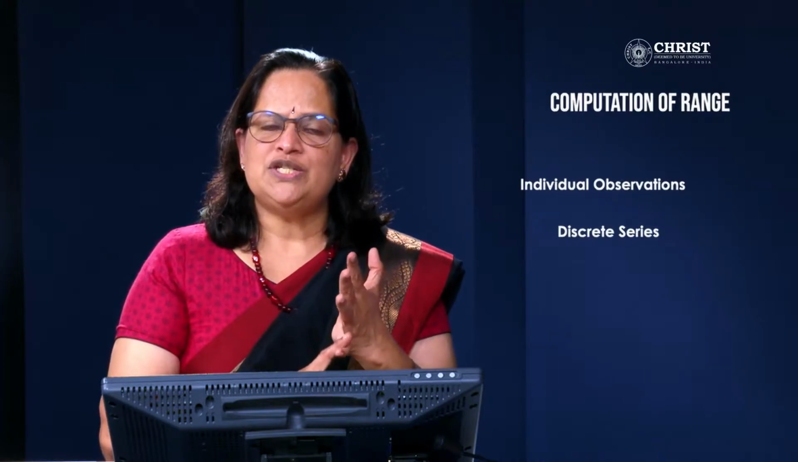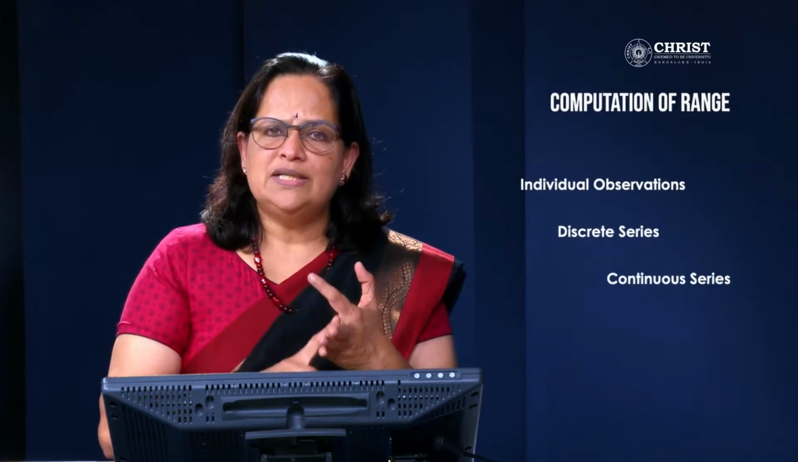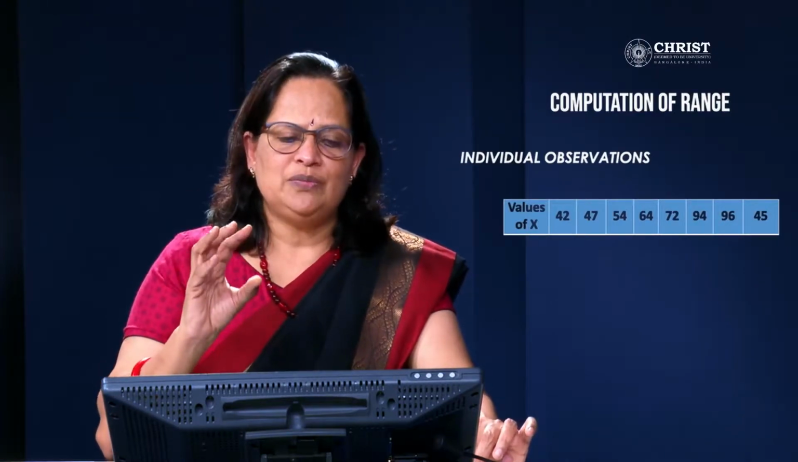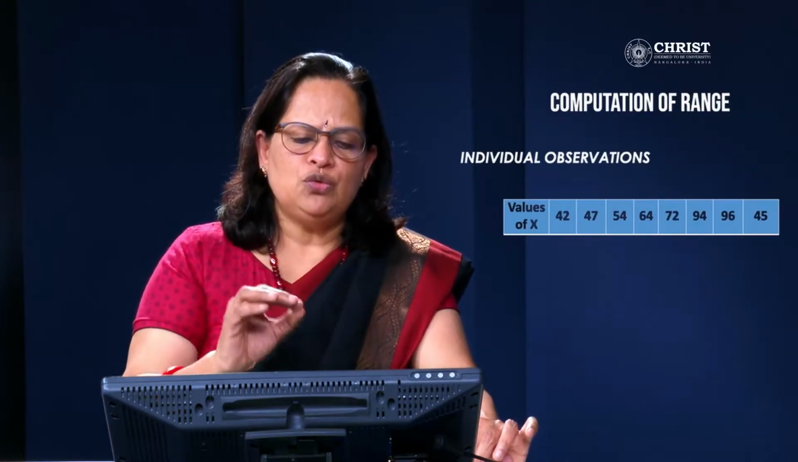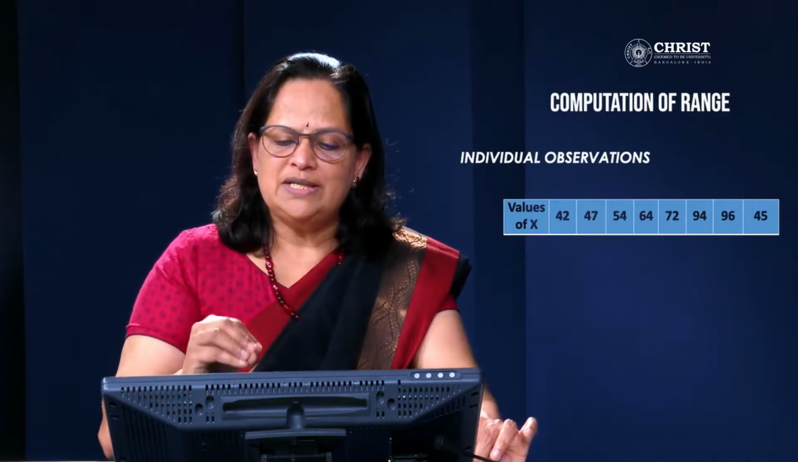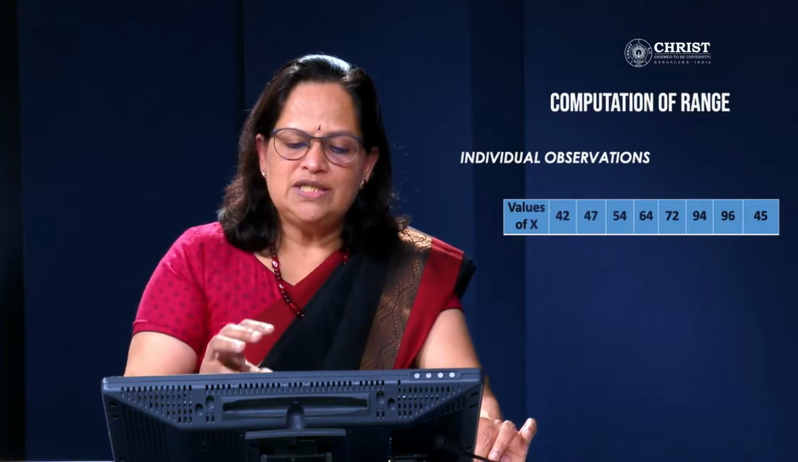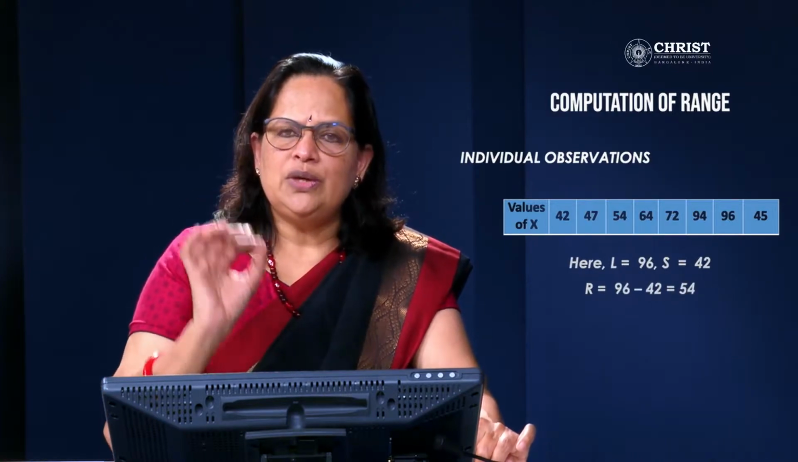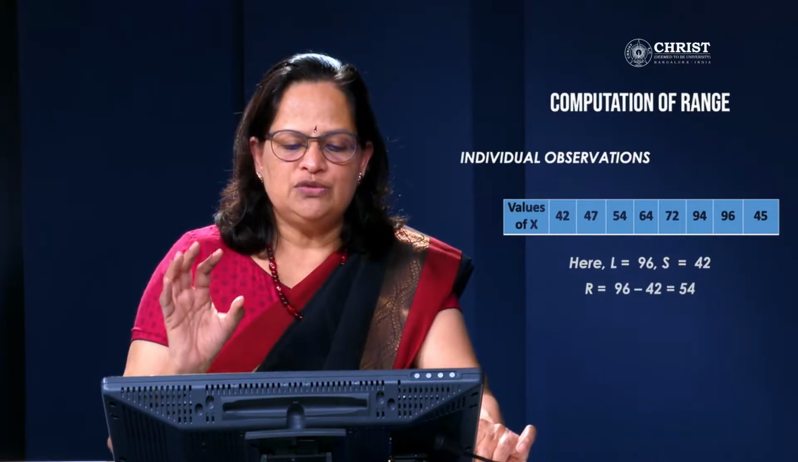For the computation of range, we will divide it into three cases: individual observation, discrete series, and continuous series. For individual observations, the difference between the largest and smallest values is given by the range. The values of x are 42, 47, 54, 64, 72, 94, 96 and 45. The largest value is 96 and the smallest value is 42. So range is equal to 96 minus 42, that is 54.